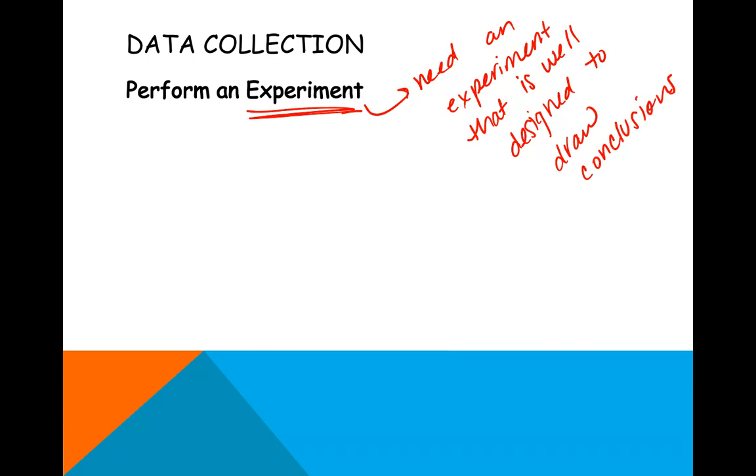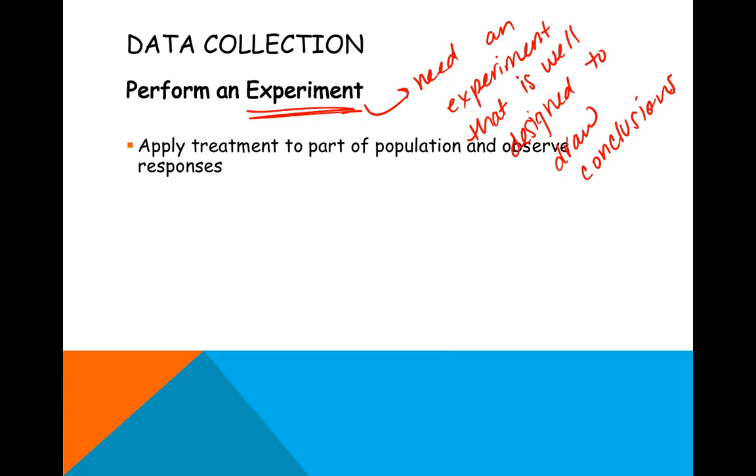So if we want to say that something actually causes another thing to happen, or if we want to say that some medication does in fact work, we need to perform a well-designed experiment. Something is considered an experiment if you apply a treatment to part of the population and then observe their responses.